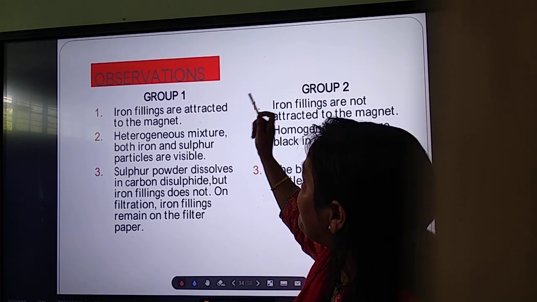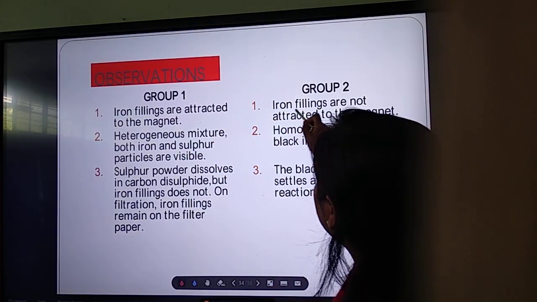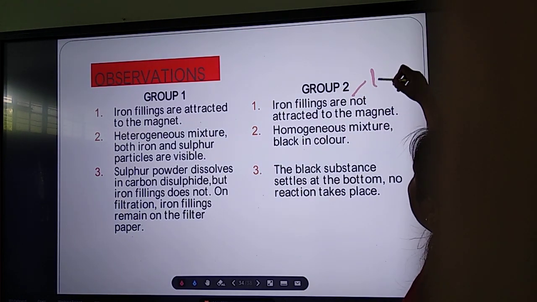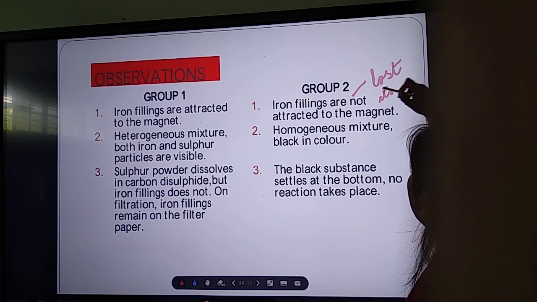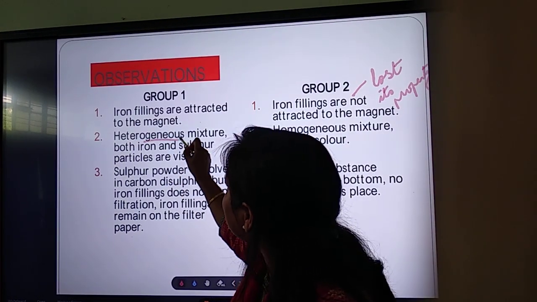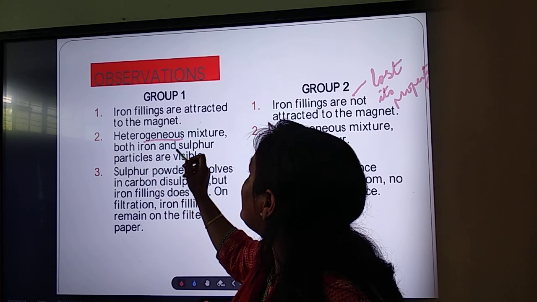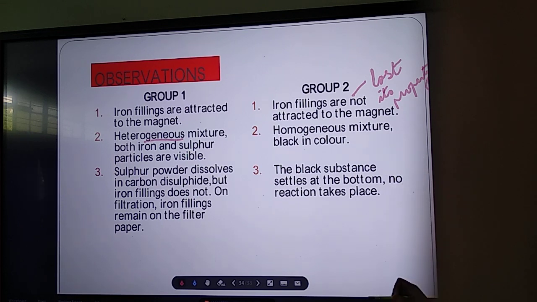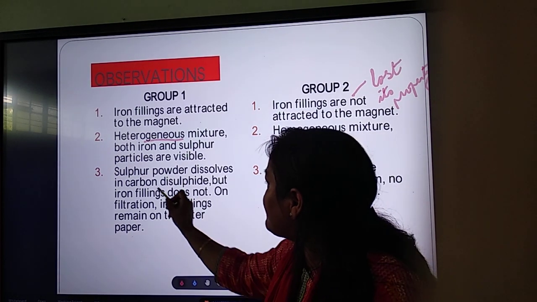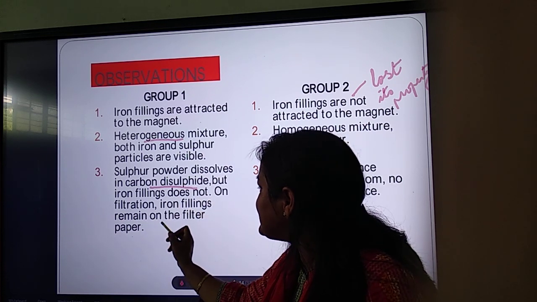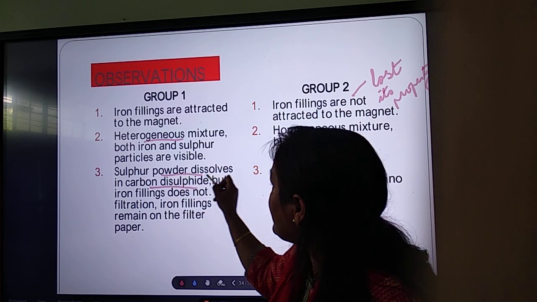What was the first one? Magnetic test. In group A, iron filings are attracted to the magnet. In group B, iron filings are not attracted to the magnet, because the iron filings have lost their property. Next, group A is a heterogeneous mixture, and both iron filings and sulfur powder are visible. Group B was a homogeneous mixture, black in color. When we dissolve it in carbon disulfide, the iron filings do not dissolve. On filtration, iron filings remain on the filter paper and sulfur dissolves.